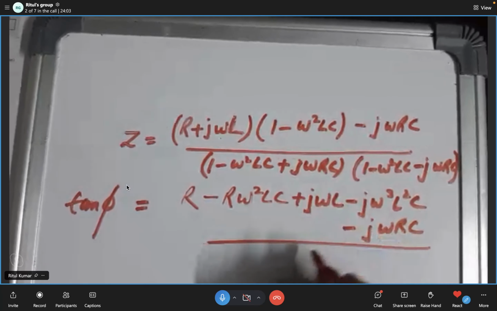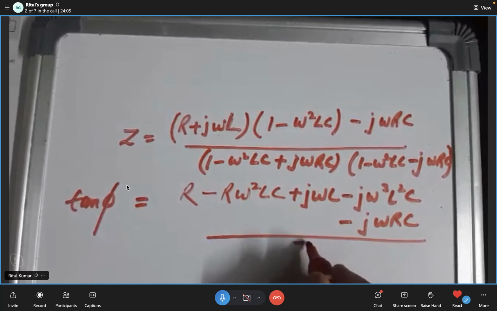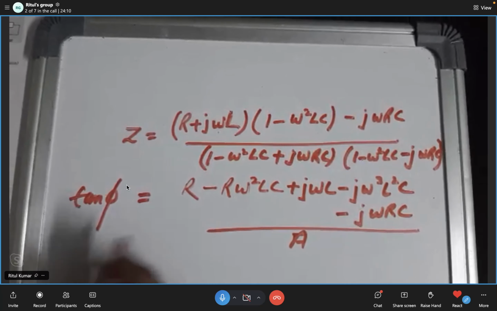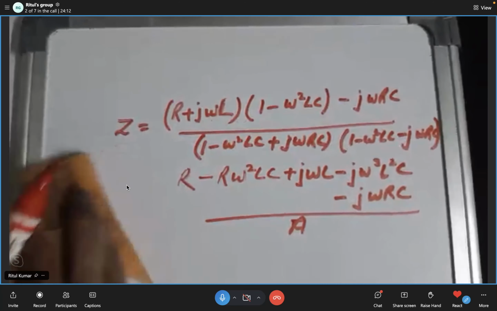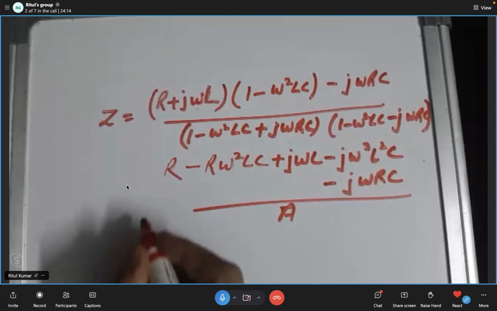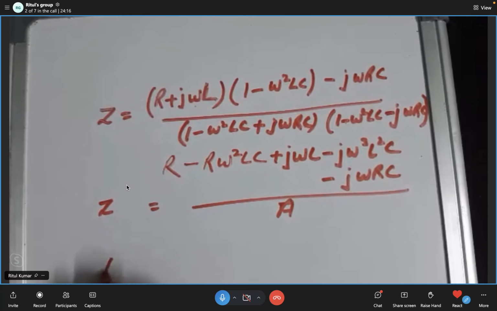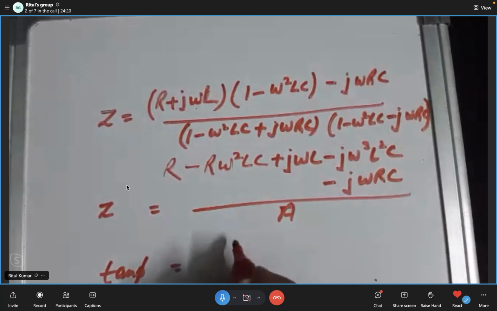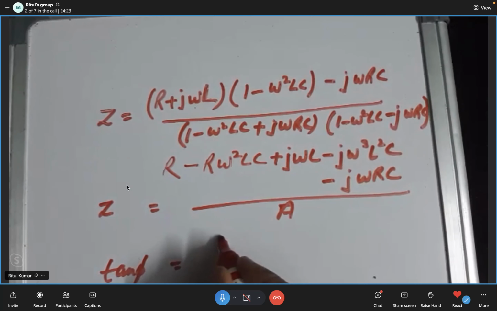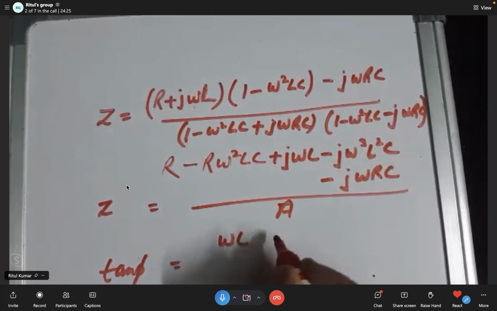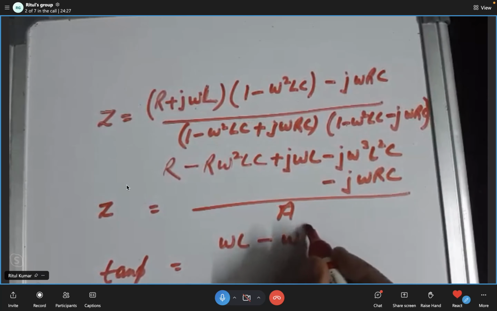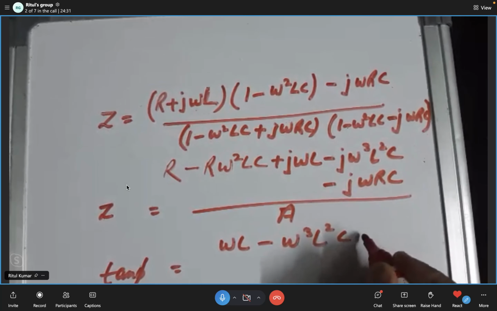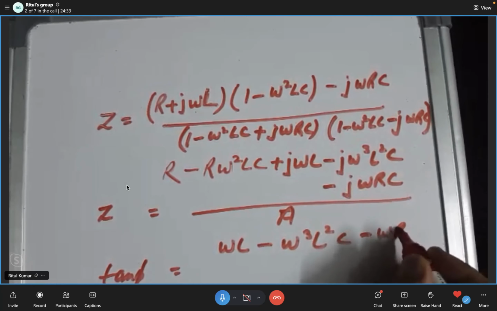And then whatever is the denominator, let me mark it as something, let's say A, right? Yeah, sure. So from here, this is Z. Now tan phi from here will be what? It will be the J part, so the J part being omega L minus omega cubed L squared C, and minus omega RC.